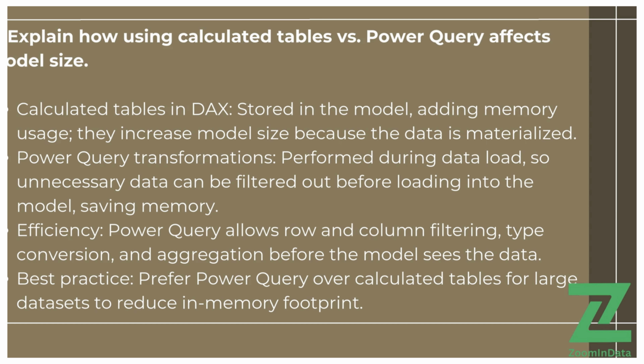Power Query transformations are performed during data load, so unnecessary data can be filtered out before loading into the model, saving memory. Efficiency. Power Query allows row and column filtering, type conversion, and aggregation before the model sees the data. Best practice. Prefer Power Query over calculated tables for large datasets to reduce in-memory footprint.